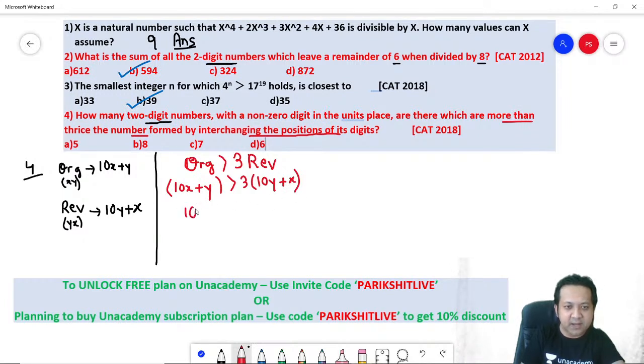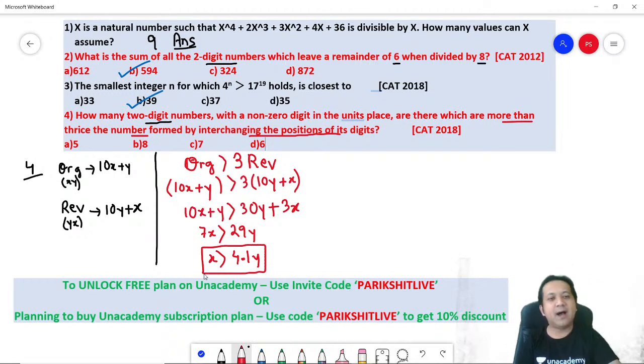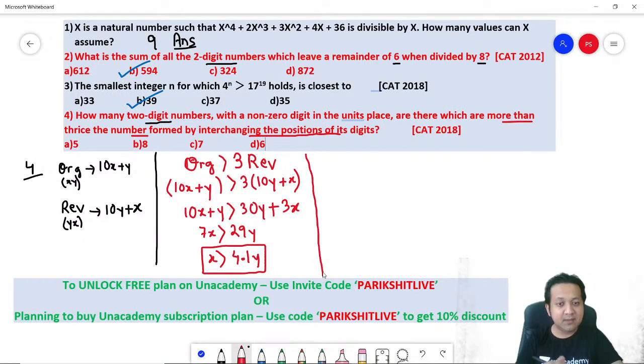Please expand it. 10x plus y should be greater than 30y plus 3x. Or can I say 7x should be greater than 29y, or x should be greater than 4.1y. Are you following? X should be greater than 4.1y. Correct? Now think about it. Let's start assuming.